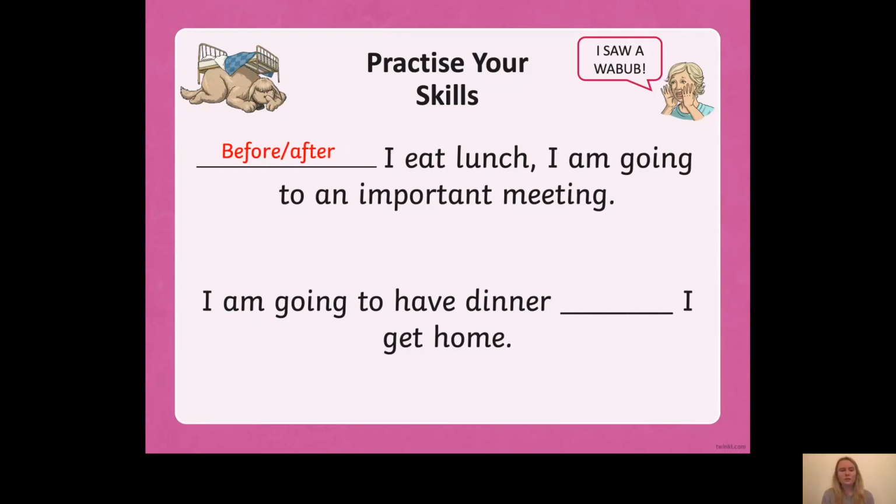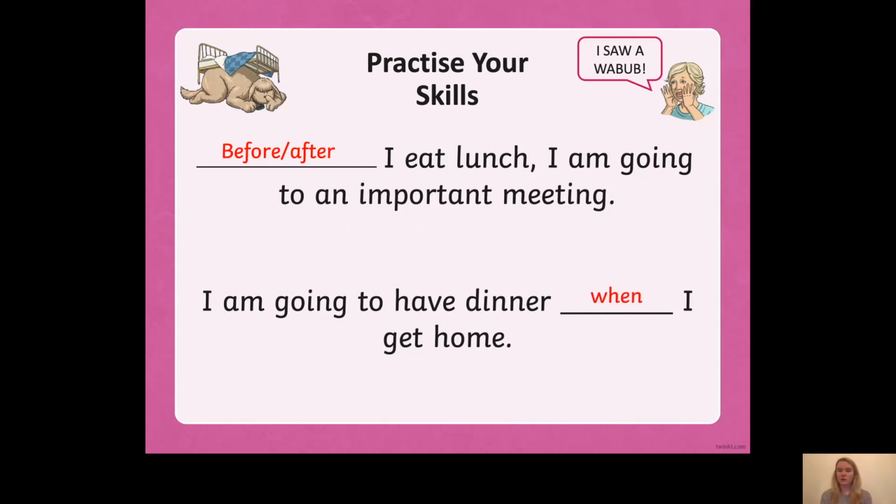What about the next one? I'm going to have dinner. I get home. I am going to have dinner because I get home. No, I get home is not a reason to have dinner, is it? No. What about I am going to have dinner before I get home? Well, yes, you could say that. You might be having dinner and then going home afterwards. I am going to have dinner after I get home. Well, yes, you might get home from work or school and then have dinner. I am going to have dinner when I get home. Yes, that's almost the same as after, isn't it?